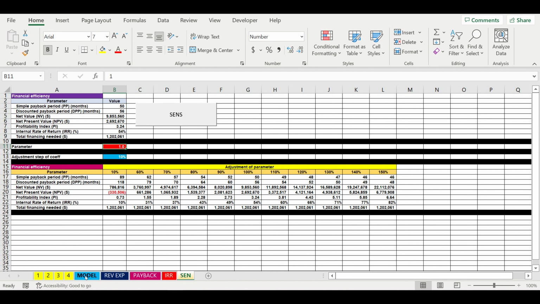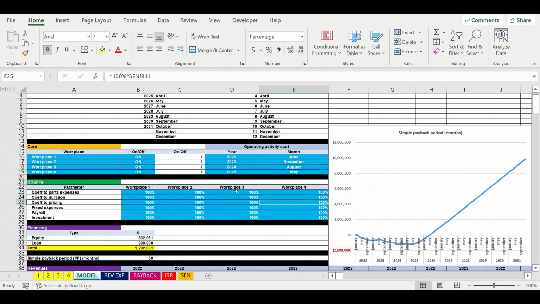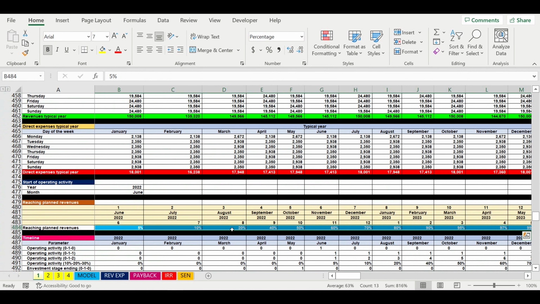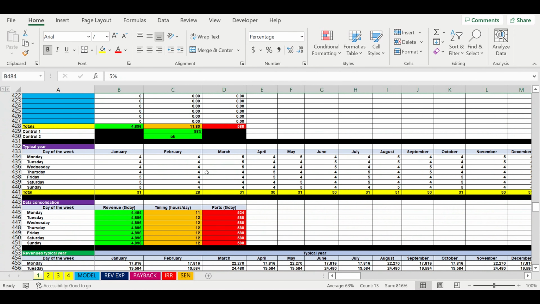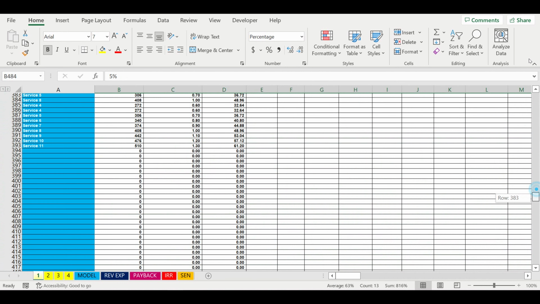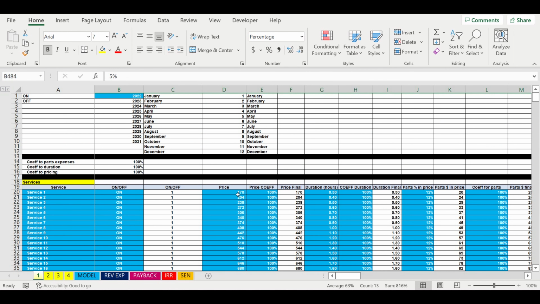So now we can play with all these coefficients. We can add this parameter to any data in our model. We can even add this coefficient to specific prices, specific duration, specific parts, direct expenses. So we can play with all these inputs and see how flexible your business idea is. I hope now you understand how many parameters affect this financial model.